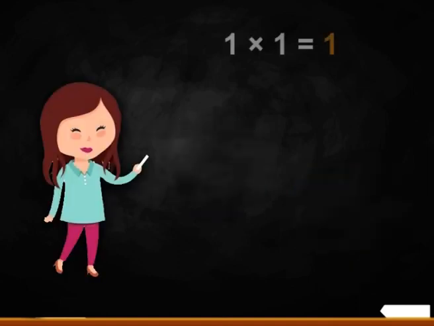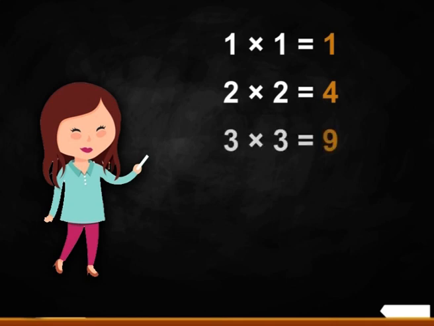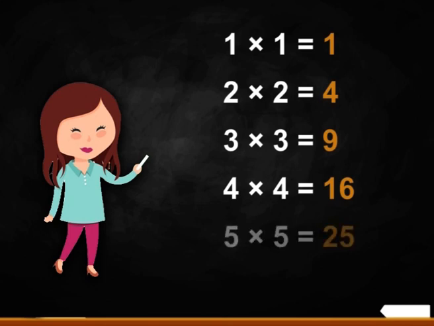Let's start with 1. 1 multiplied by 1 gives us 1. 2 multiplied by 2 gives 4. 3 multiplied by itself gives 9. 4 multiplied by itself gives 16. 5 multiplied by 5 gives 25. And what is 6 multiplied by 6? When 6 is multiplied by 6, it gives 36.